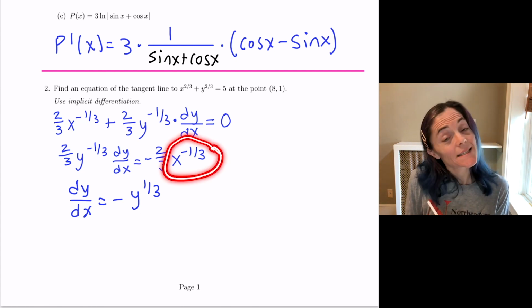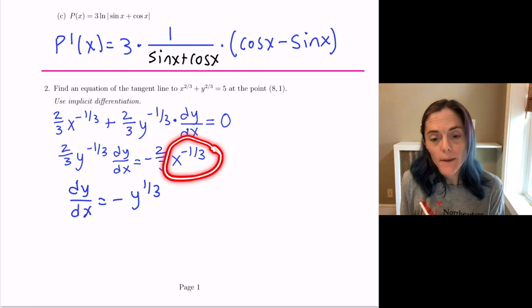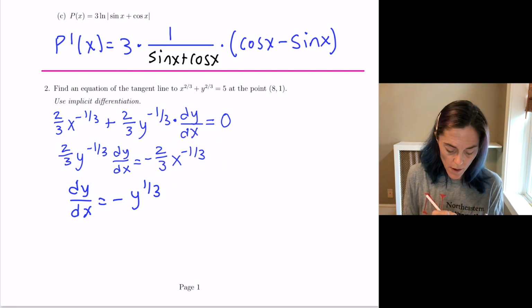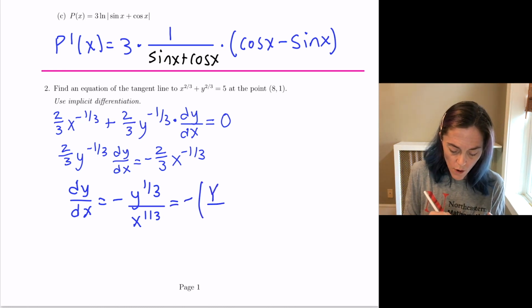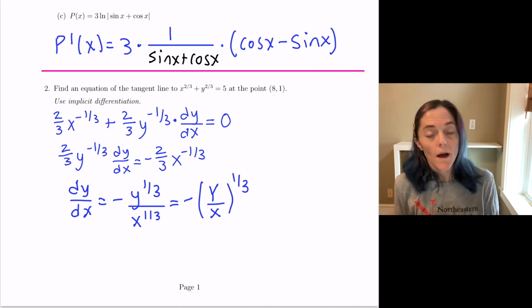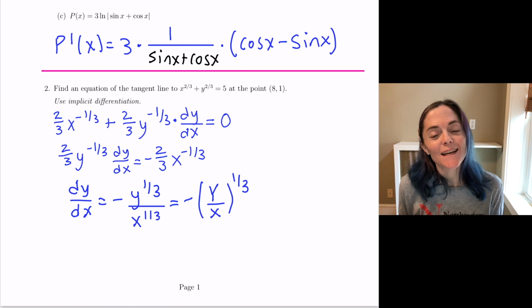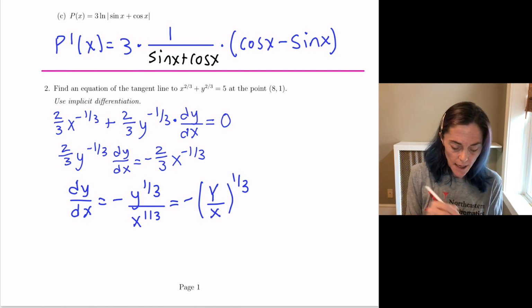really this x to the minus 1/3 is in the denominator with a 1/3 power. So it'd be like this. And then I'll do one more step here. This is negative y over x to the 1/3 power. Well, I'm not finished here. I need an equation of the tangent line.